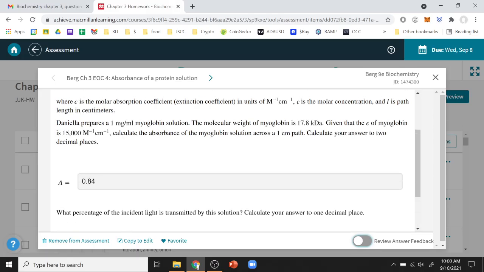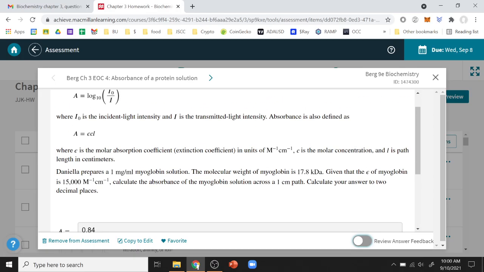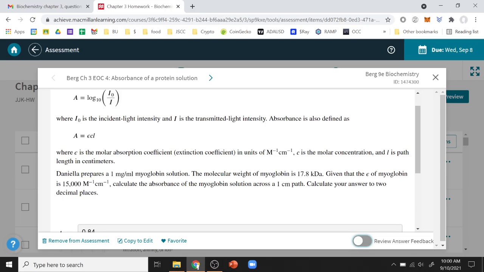And so the first thing you have to do here is you have your 1 milligram per milliliter myoglobin solution. The molecular weight of it is this number right here. Notice this has units of molarity. So given that the extinction coefficient of myoglobin is this, again, look at the units of molarity, calculate the absorbance of myoglobin solution across a 1 centimeter pathway.